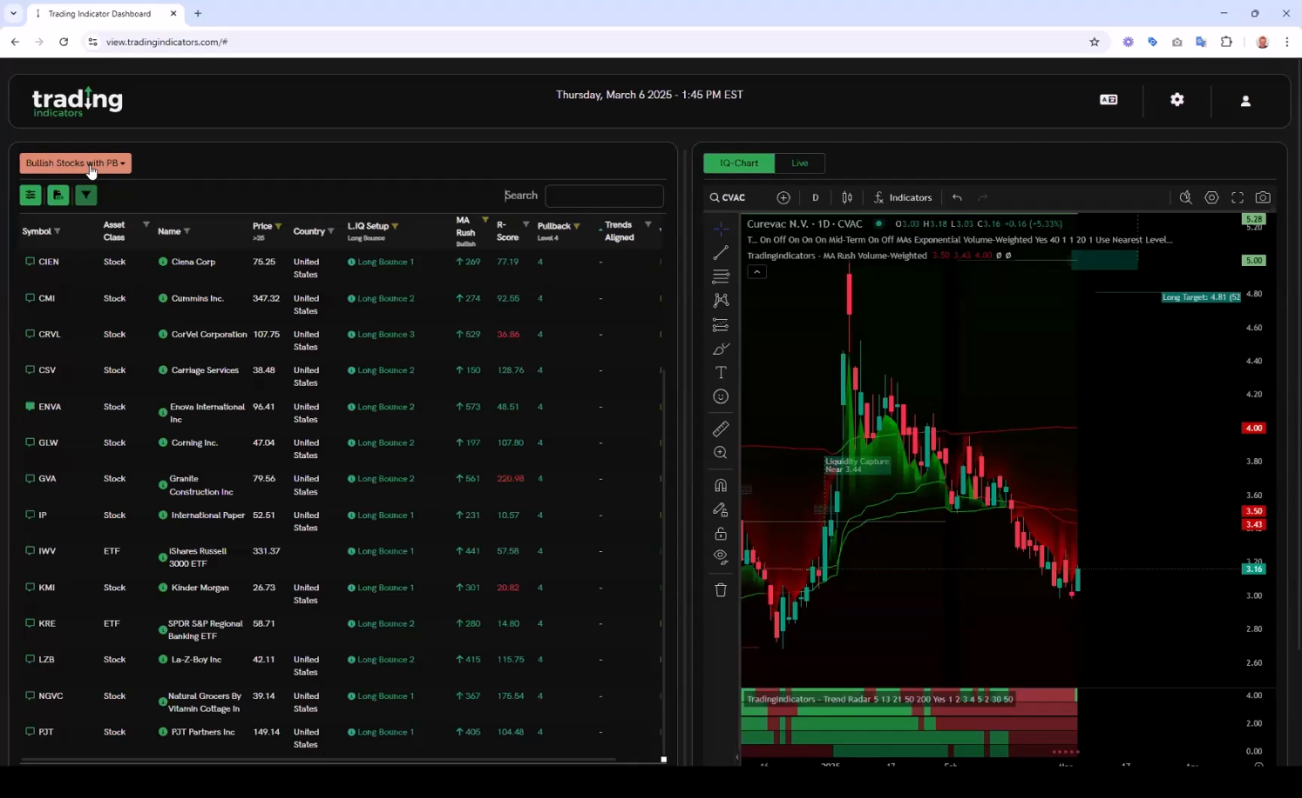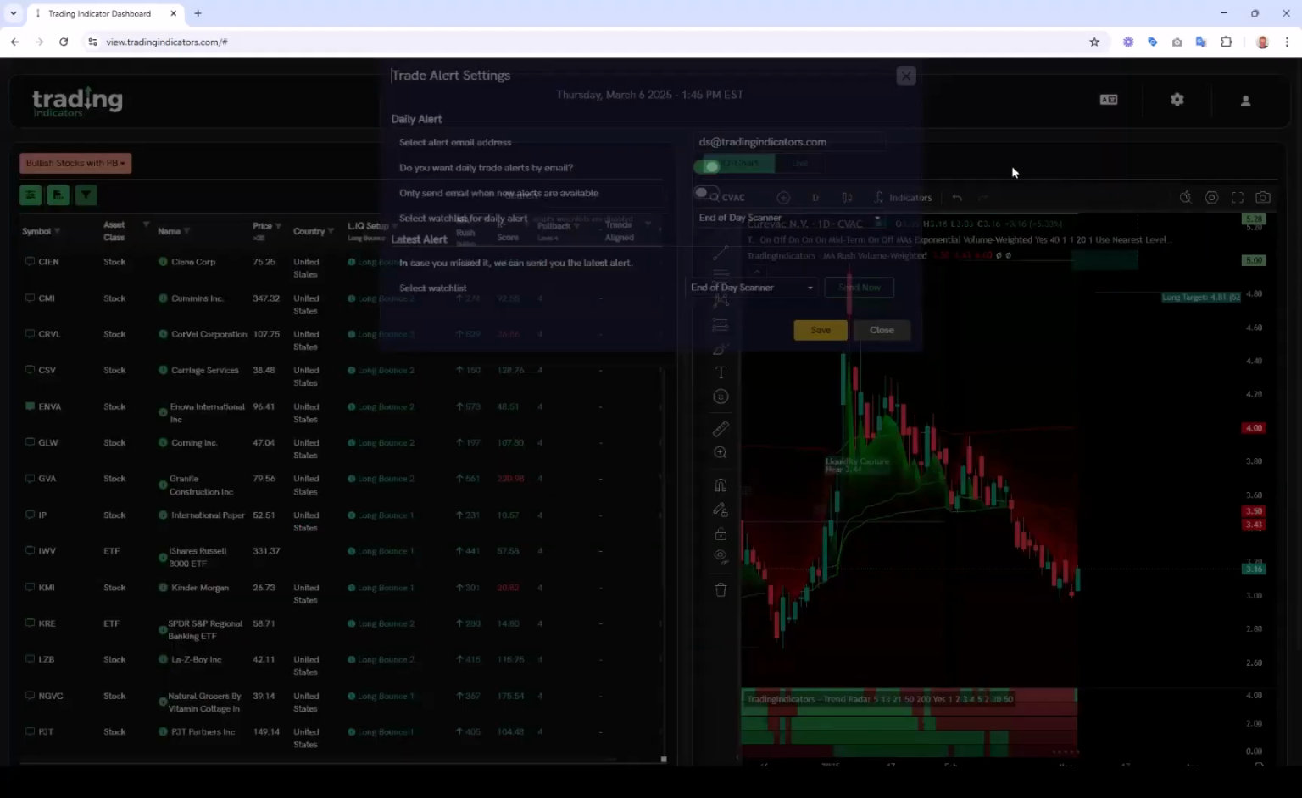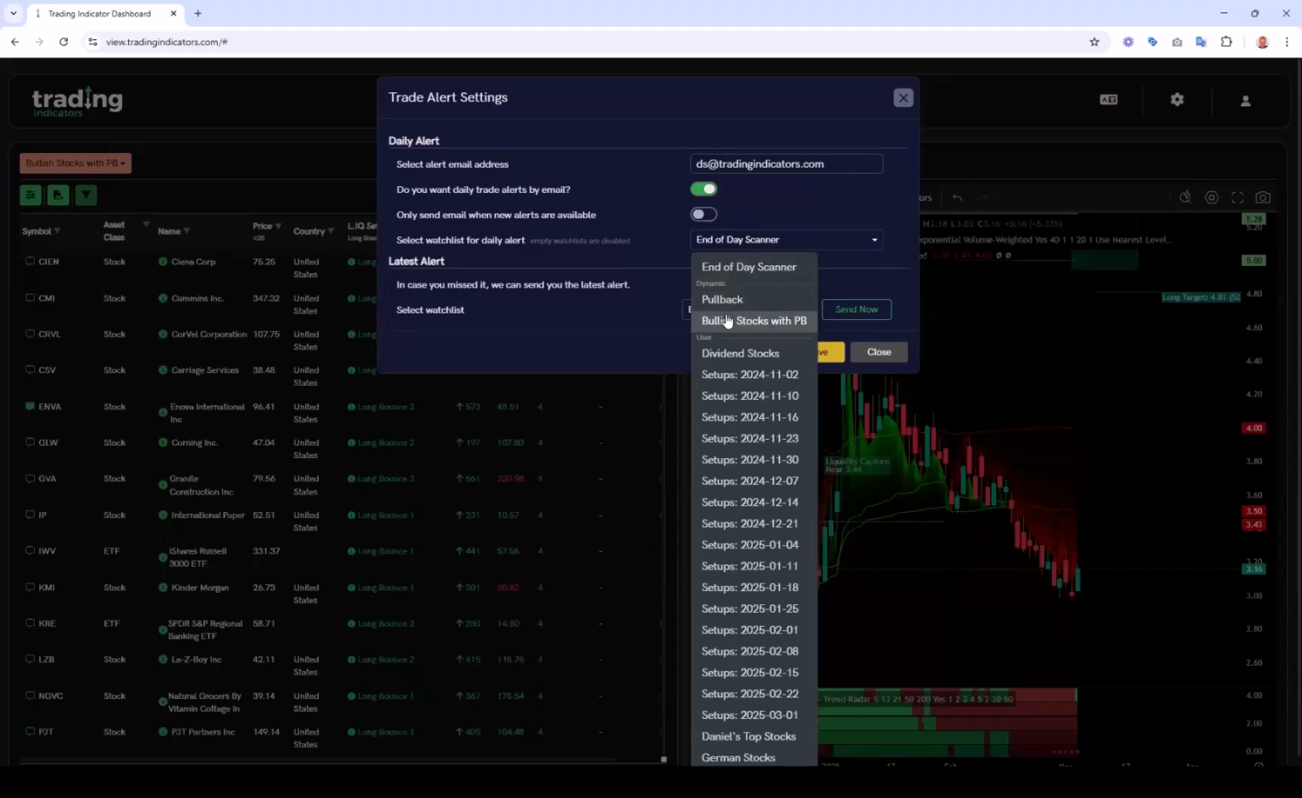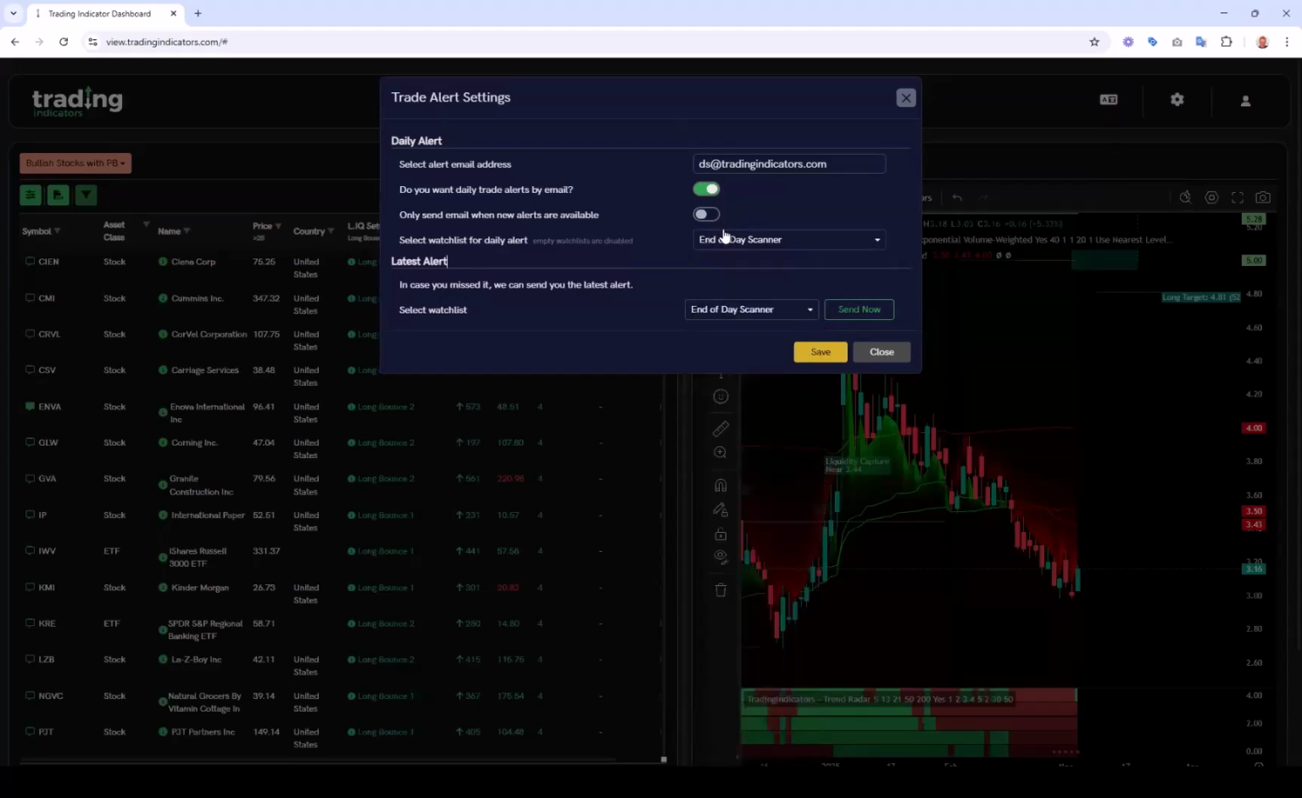And all you need to do is to go to your settings box here, the settings gear. Click on trade alerts, this one here. And first of all, enable trade alerts. And secondly, and this will update tomorrow, this is still an older version, you will select the dynamic watch list based on which you would like to receive the alerts. And soon you can select multiple watch lists here. And once enabled, you will get to your inbox every single day an up-to-date email with the current symbols which qualified for your dynamic watch lists.